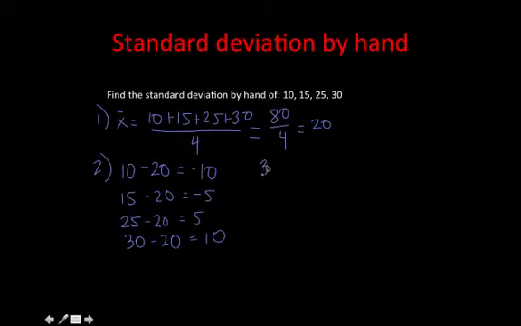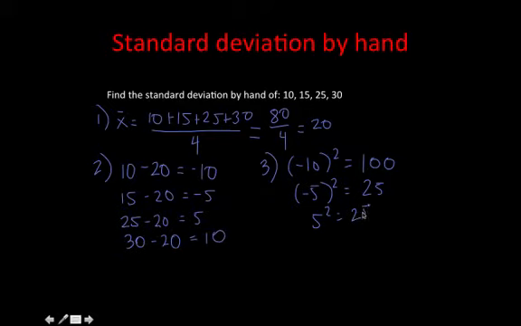The next step is to square those differences. So I have negative 10 squared, I get 100. I have negative 5 squared, I get 25. I get 5 squared, I get 25 again, and then I get 10 squared, and I get 100 again. So this step exaggerates those distances the data values are from the mean.